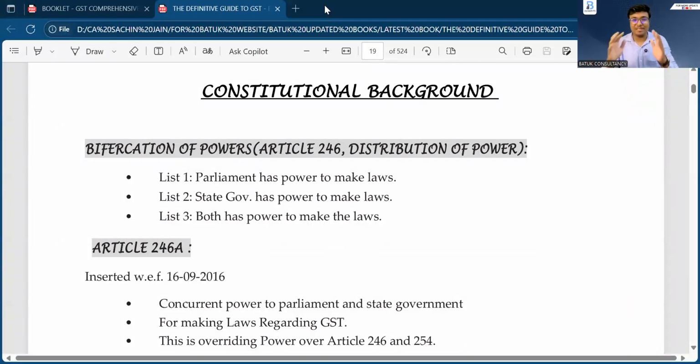Today in this session we'll properly start our discussion on the GST law. First we are going to discuss the constitutional background of GST, but before that, we'll discuss some basics about GST. Then we'll move to the constitutional background, and one by one we'll link the other topics.